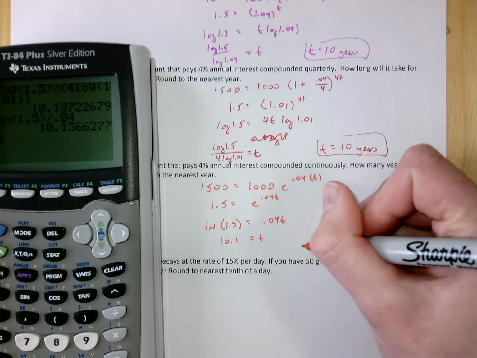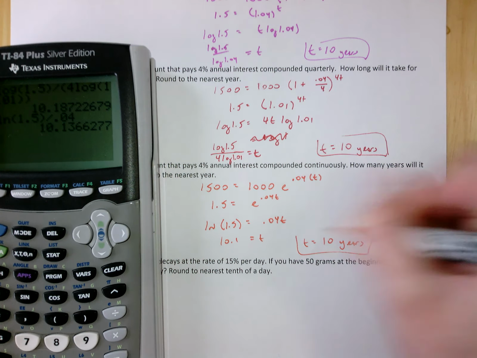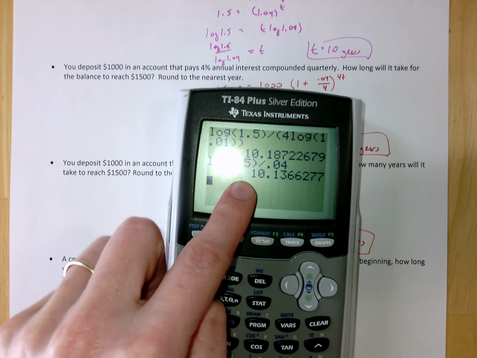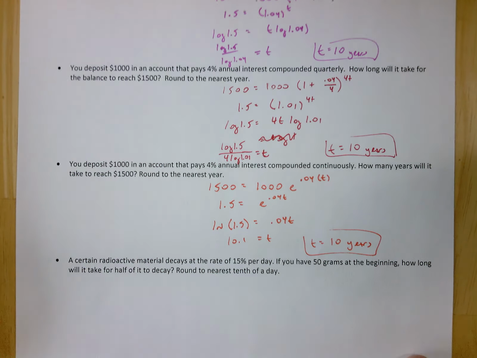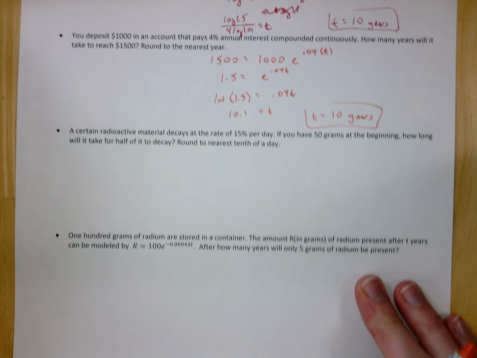So again, 10 years, right? So the difference between these is not crazy different, right? Quarterly versus continuously, it definitely makes a difference, right? But like we talked about before, it makes less of a difference the more times you compound. Those first few compoundings make a really big difference, but when you start breaking it down more and more, it doesn't make all that big of a difference.